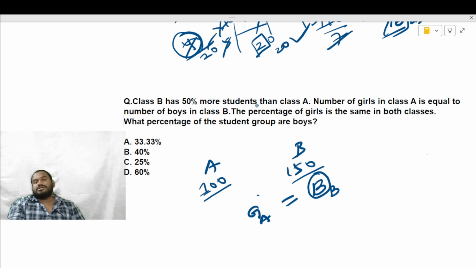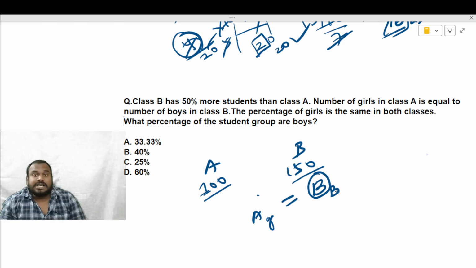Or else you can take anywhere, it's okay. Naming convention: in class B, boys are BB. In class A, girls are AG. To avoid confusion, the number of girls in class A is equal to the number of boys in class B.